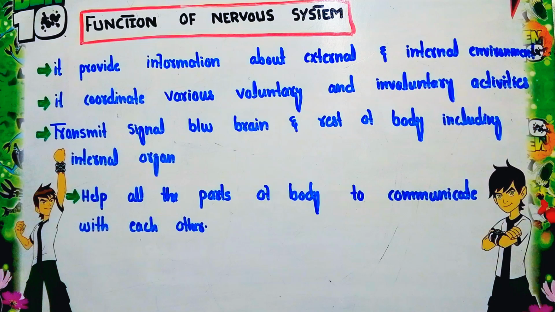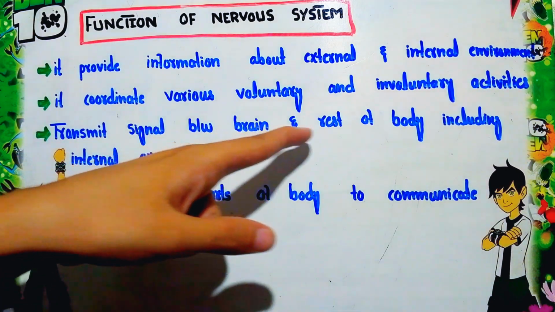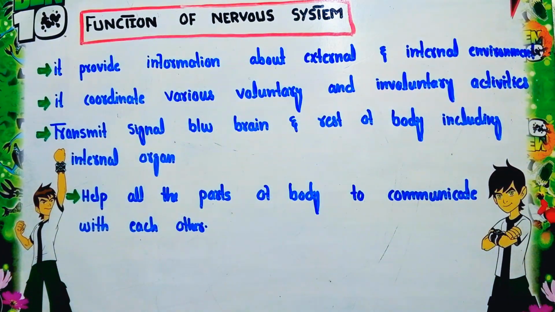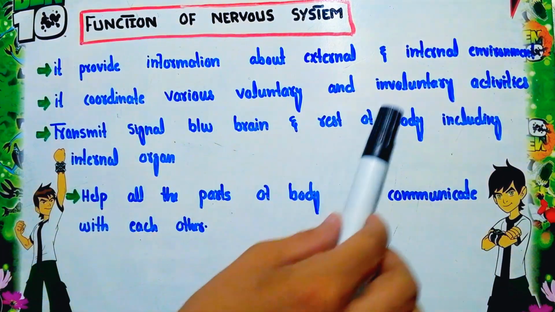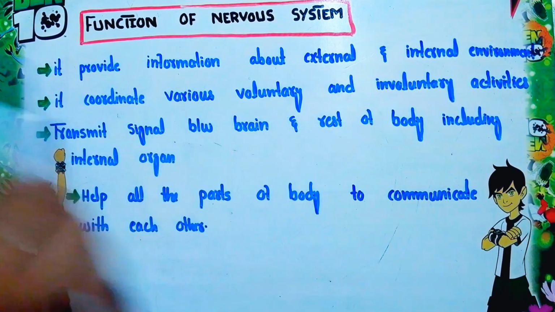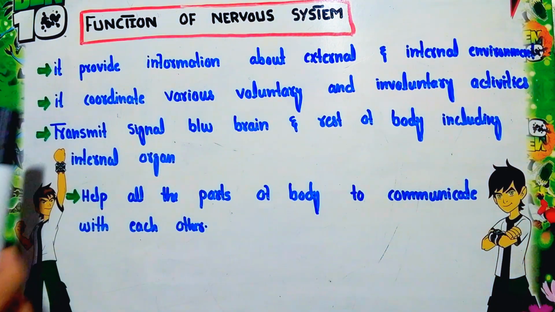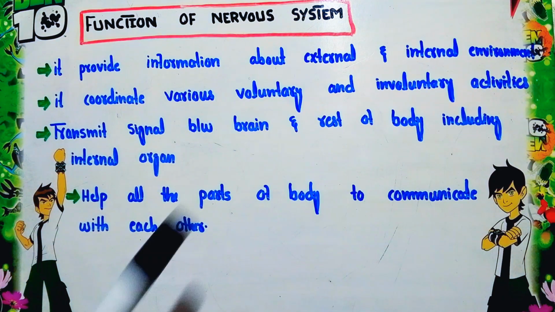Now the third function of the nervous system is that it transmits signals between the brain and the rest of the body, including internal organs. As we know, the nervous system controls various activities in our body, so in this way it gives messages and communicates with the other parts of the body. Now how does the communication exist between the body and the brain? Basically, the signal is transmitted through the nervous system, due to which the brain and the rest of the body communicate with each other.